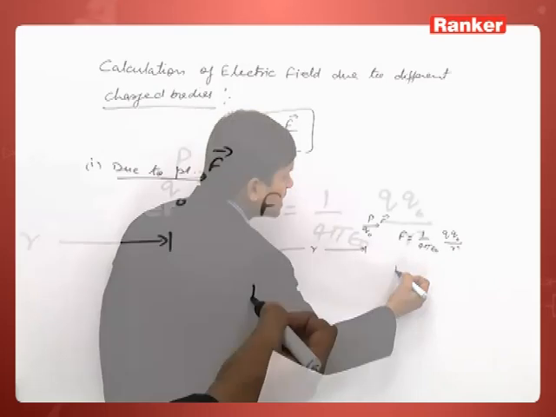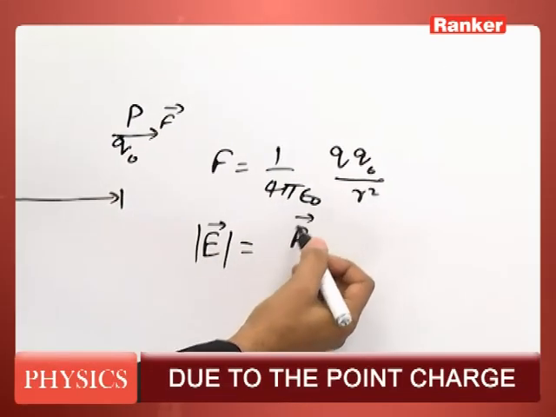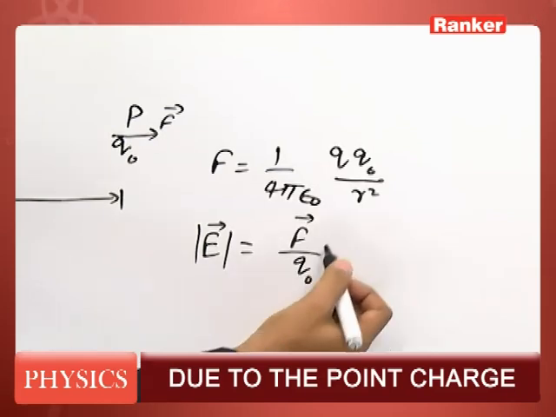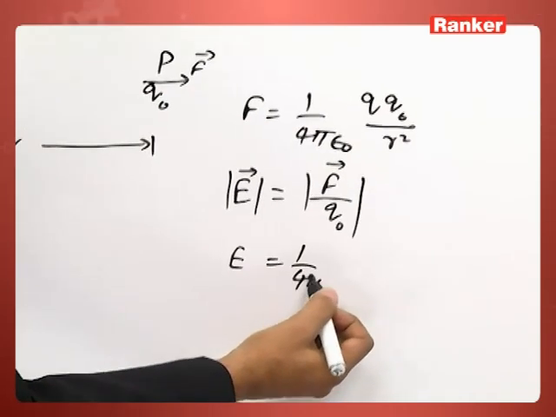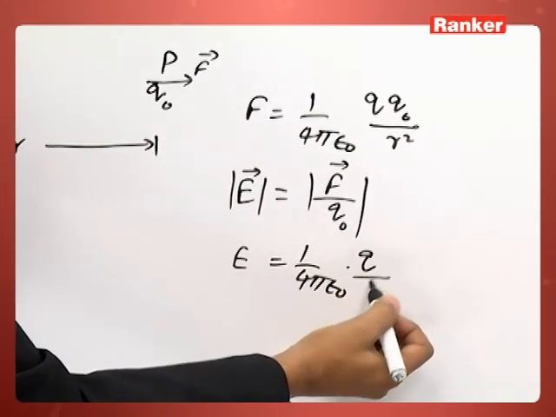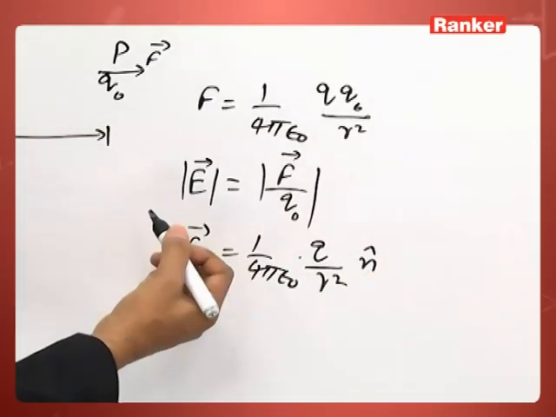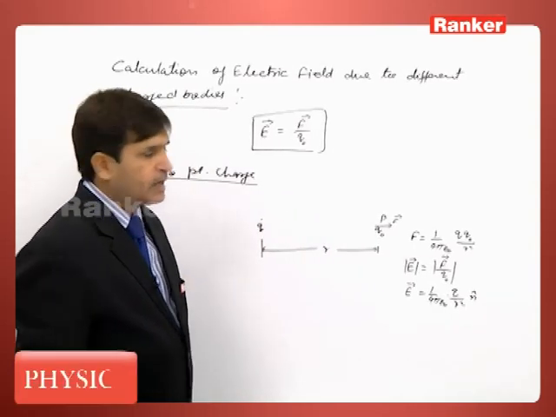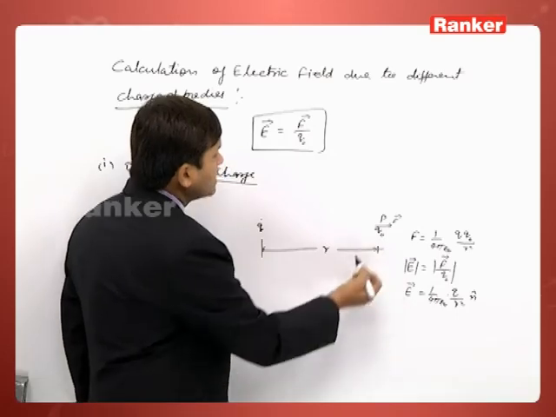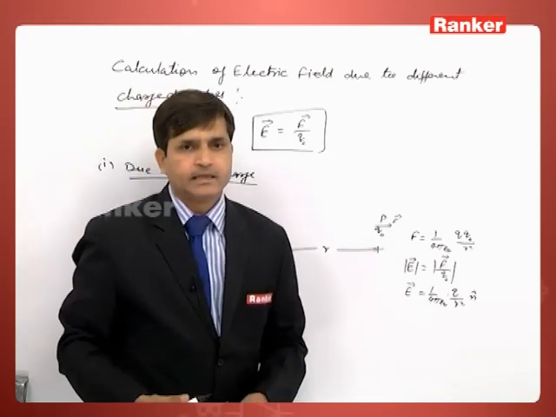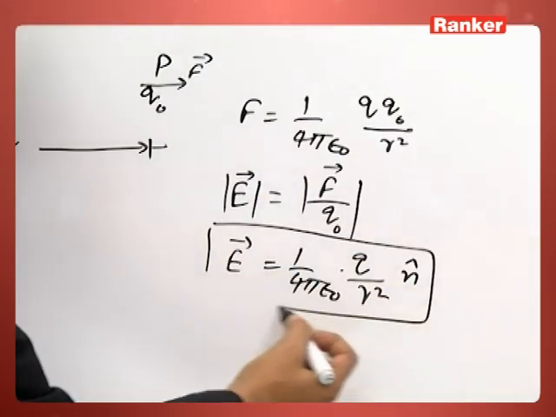So, the magnitude of electric field can be given as mod of F by Q naught, and that will come 1 by 4 pi epsilon naught Q by R square, and here we can use n cap. N cap represents the direction, and this n cap is the direction along the line joining the two charges. So, this is the relation for electric field due to point charge.